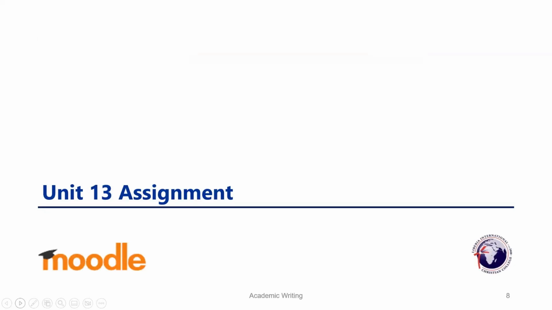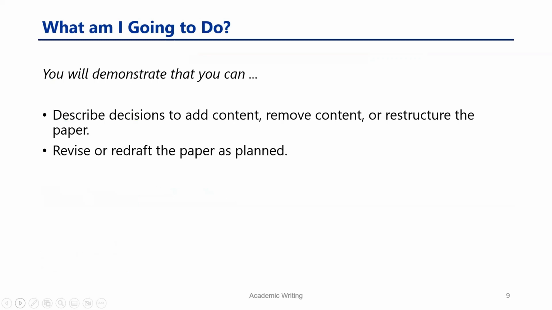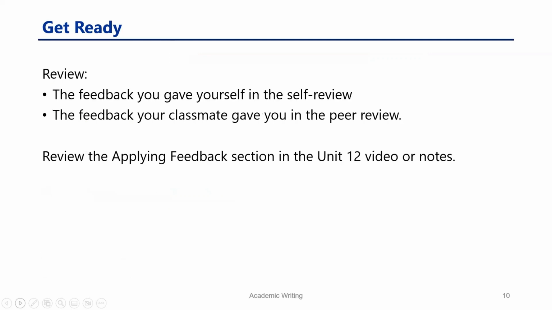Let's look at the assignment now. You will demonstrate that you can describe decisions to add content, remove content, or restructure the paper. And then you will revise or redraft your paper as needed. Here's how to get ready for the peer review. Start by reviewing the feedback you gave yourself in the self-review and the feedback your classmate gave you in the peer review. Then review the applying feedback section in the Unit 12 video or notes.